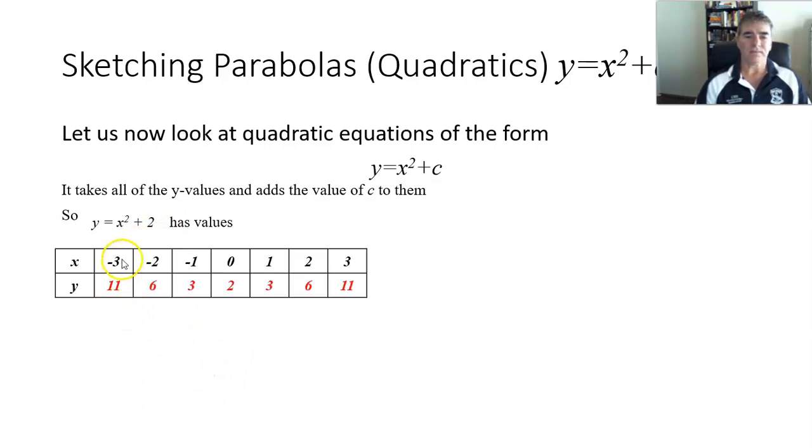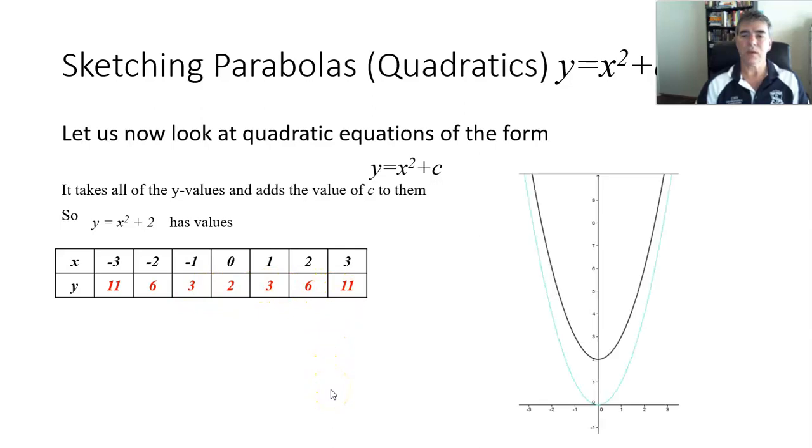So if we do that, completing a table of values, then we can substitute our x values in, using a calculator if we want, and we get 11, 6, 3, 2, 3, 6, 11. And when we sketch those on a Cartesian plane, we get our parabola that looks like that. This lighter one here is our original, y equals x squared, and then we've now got y equals x squared plus 2. And what you'll notice is our vertex here has actually been moved up 2. In fact, all of our points here have been moved up 2.